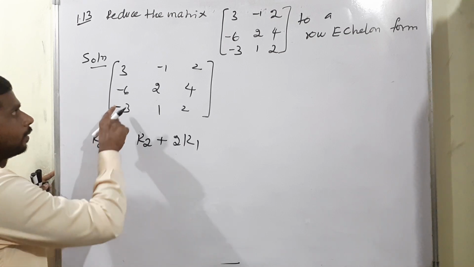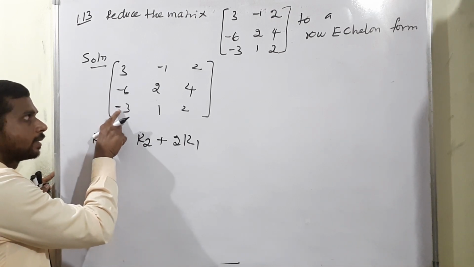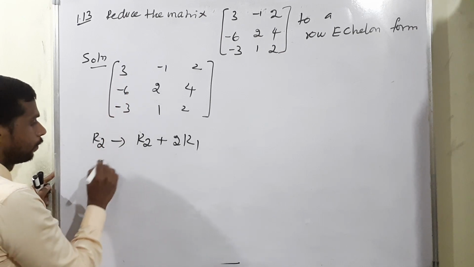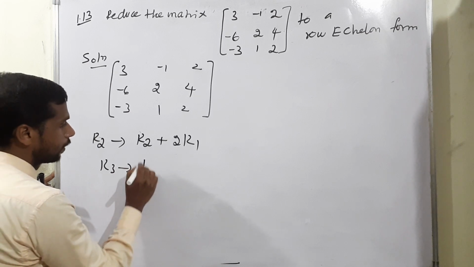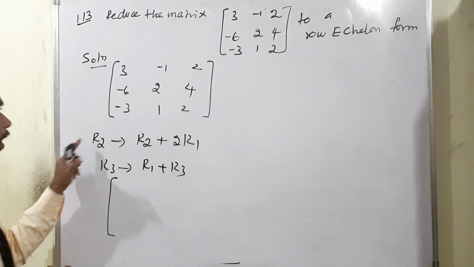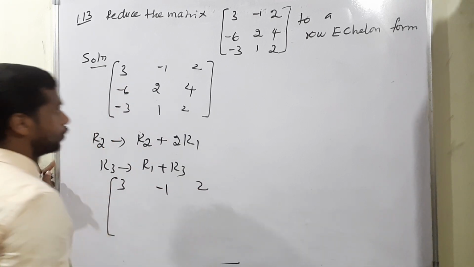Now next one, under the third row also will be 0. So what we have to do, minus 3 plus 3 means value will be 0. Therefore for R3 definitely we can take R1 plus R3. First R1 as it is, what is R1? 3, minus 1, 2.